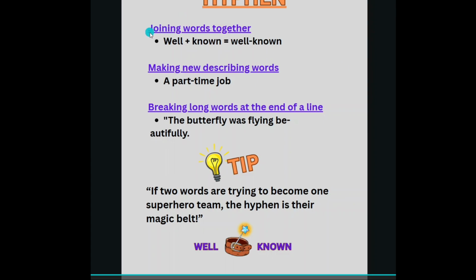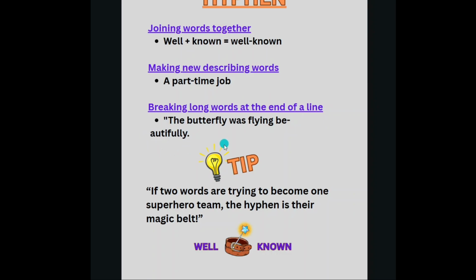A hyphen is used to join words together, like in well-known, and it may also be used in making new describing words like part-time. It is also used for breaking long words at the end of the line. For example, the butterfly was flying beautifully. See, if we don't have space at the end of the line, then we can just put a hyphen and complete the word by using the next line.